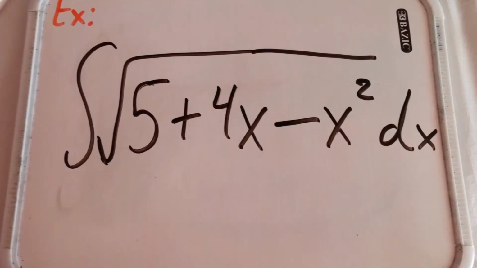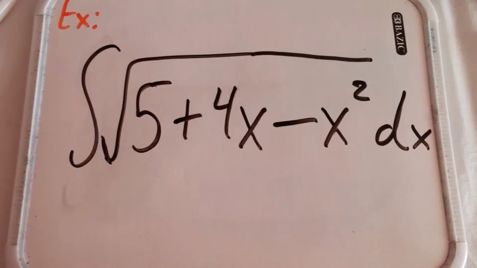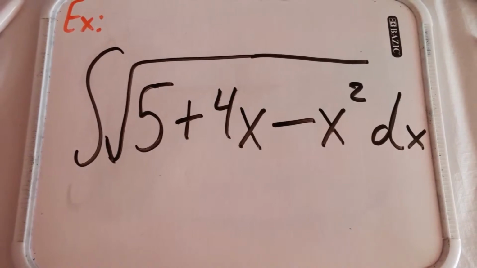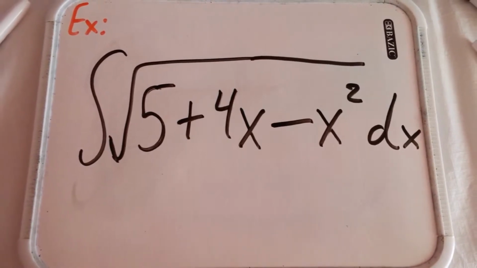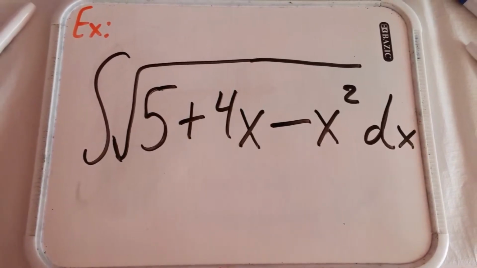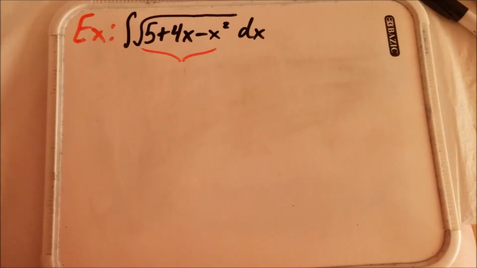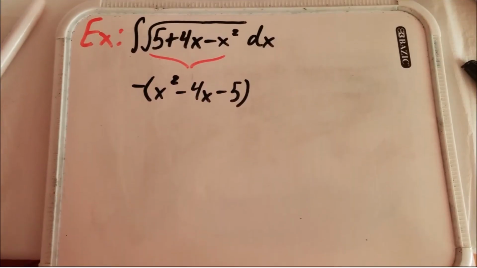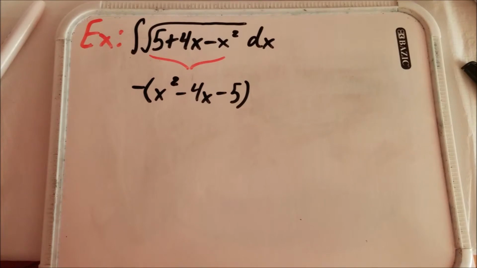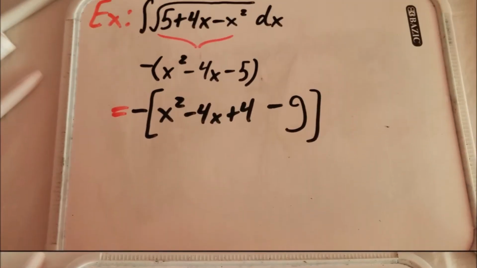The example states that we have to integrate radical 5 plus 4x minus x squared dx using trigonometric substitution. The first step of our solution is to actually complete the square, which will make our lives much easier. To do so, I removed the negative out of the function, which will leave us x squared minus 4x minus 5 in parentheses with a negative on the outside.